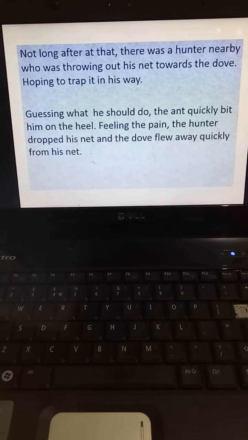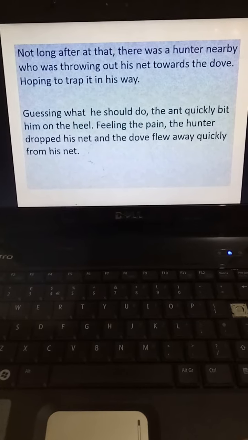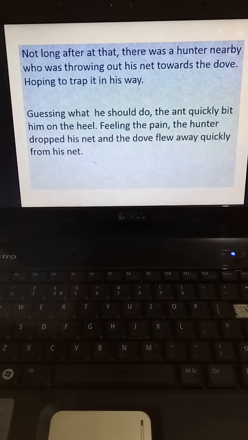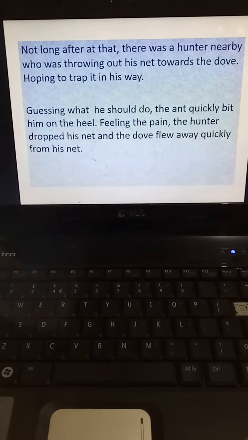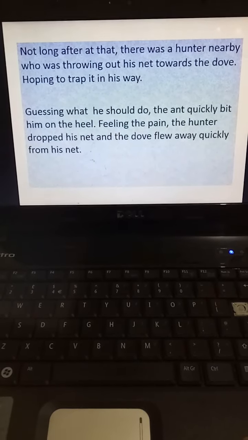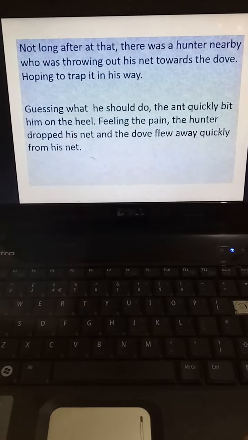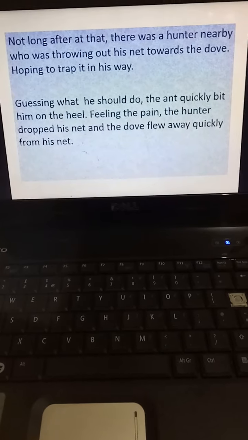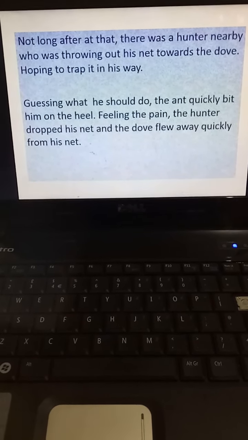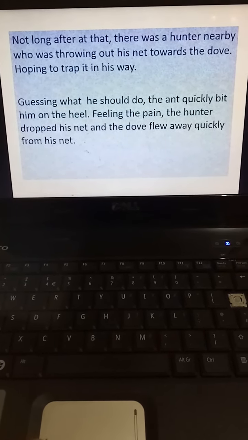And the last paragraph, the fourth paragraph: guessing what he should do, the ant quickly bit him on the heel. Feeling the pain, the hunter dropped his net and the dove flew away quickly from his net. It is the resolution. So, in conclusion, we cannot find any reorientation.